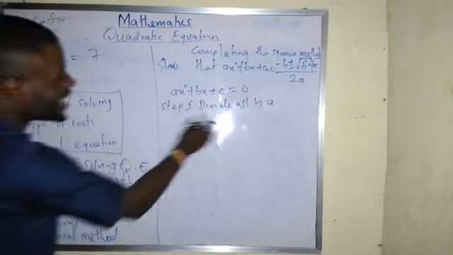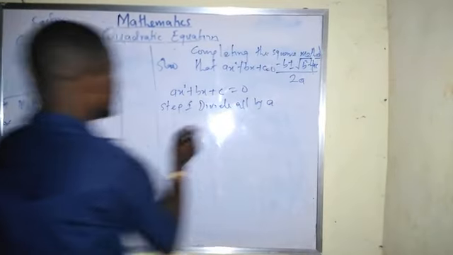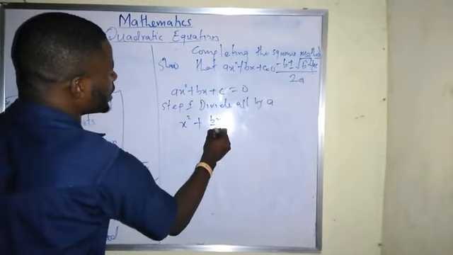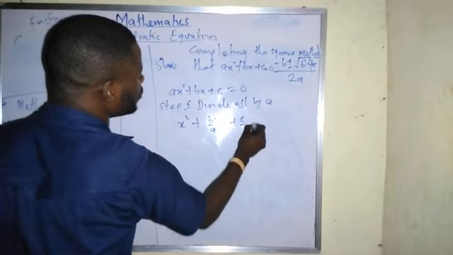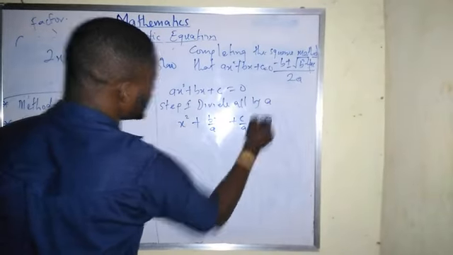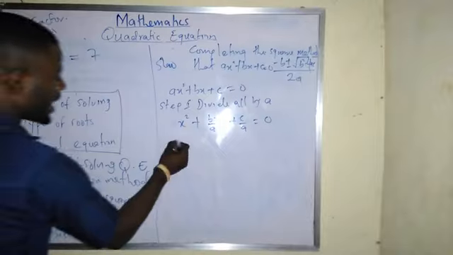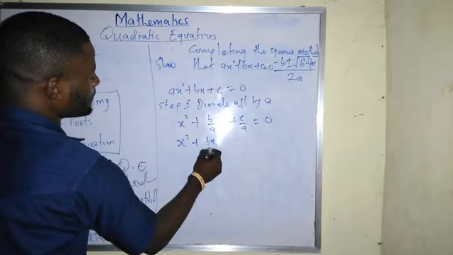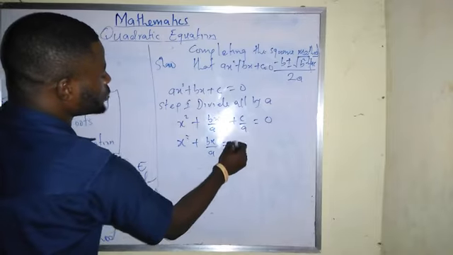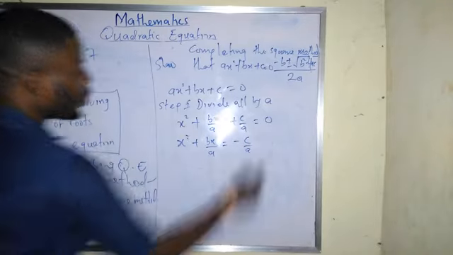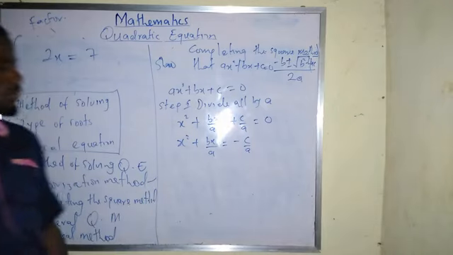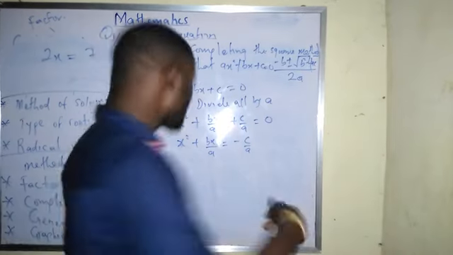You will use the words divide all by a. It means I'll be having x squared plus bx all over a plus c all over a equals 0. Now, to move on, I can say that x squared plus bx all over a equals minus c all over a. What did I do? I just subtracted both sides by c all over a.